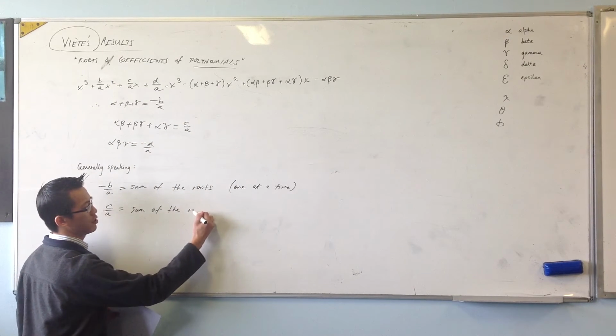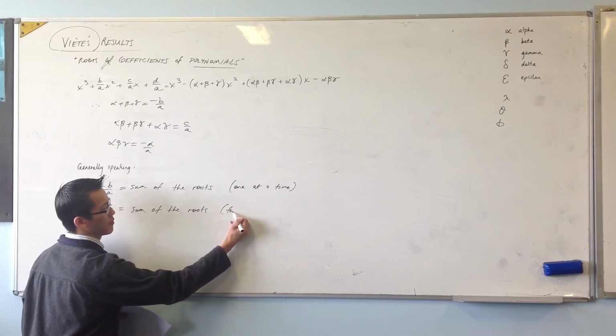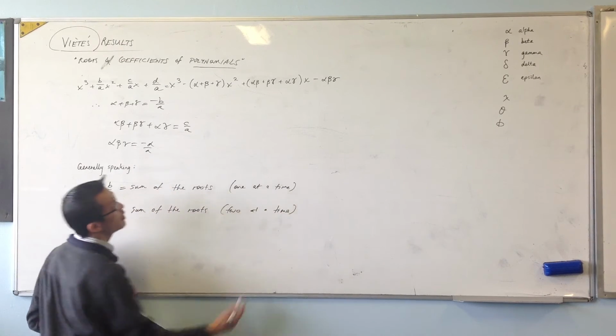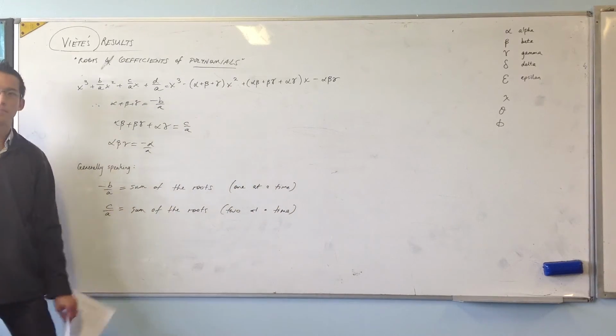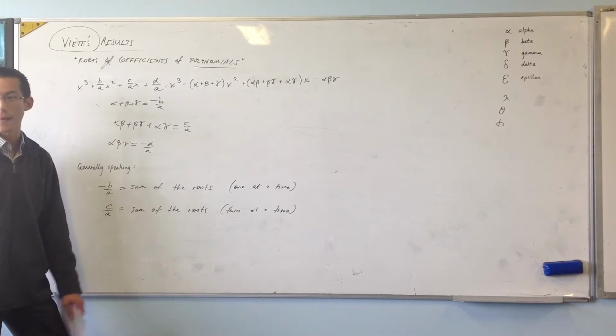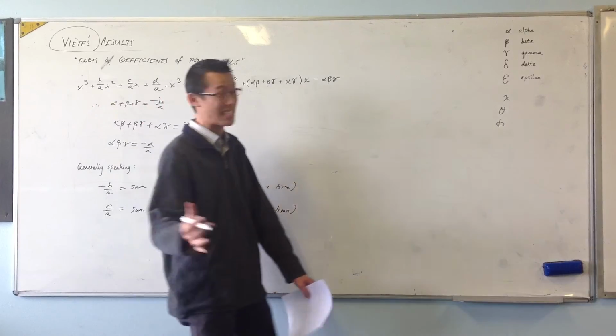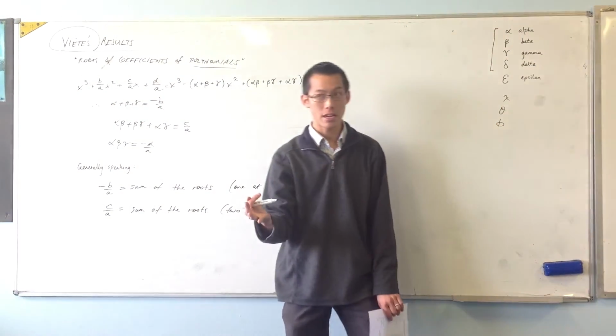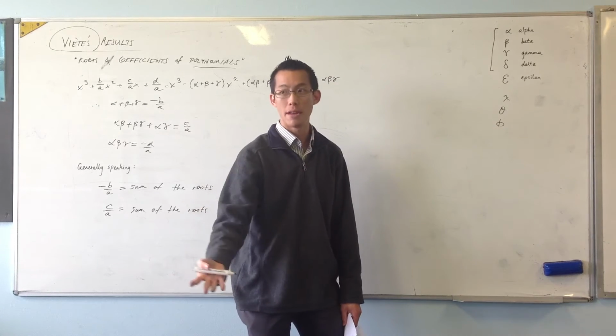c on a is still the sum of the roots, sort of. It's the sum of the roots two at a time. Okay, so in this case, it's alpha beta plus beta gamma plus alpha gamma. But, for instance, if we had a quartic, power of 4, not power of 3, right? There would be many more combinations, right?